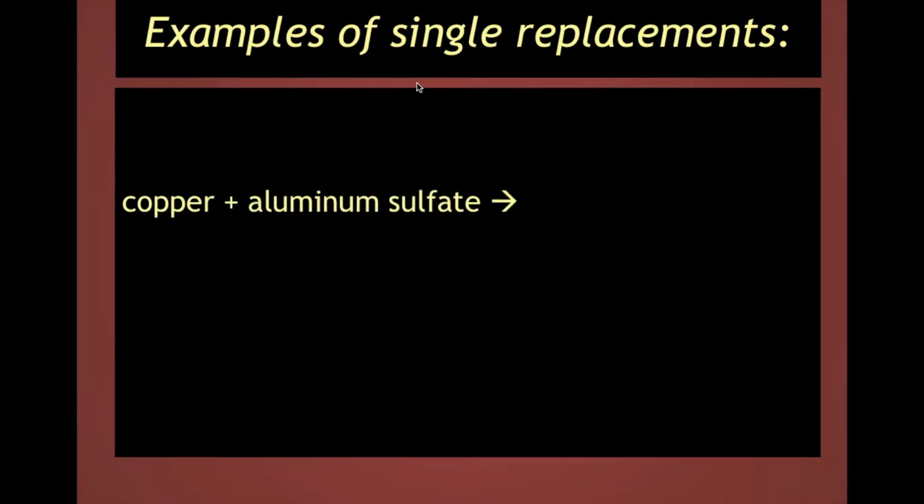Okay, so we're going to do a couple of examples, and then I'm going to show you the nonmetal, and then I'm going to move over to our homework and do a few examples of those. So copper mixed with aluminum sulfate. Copper and aluminum are the metals. The sulfate is the nonmetal, and we need to look at our activity series sheet to determine, is copper going to take the place of aluminum?